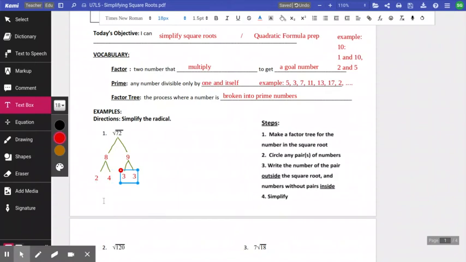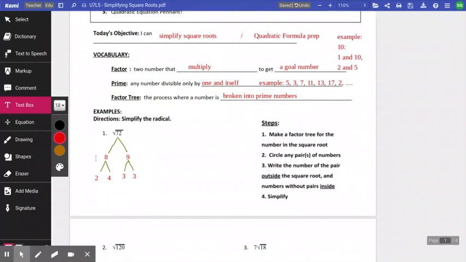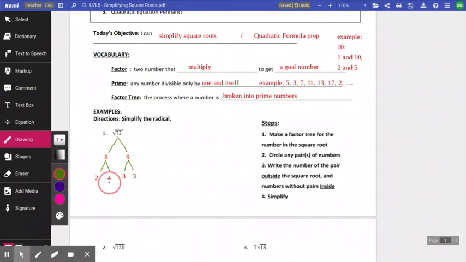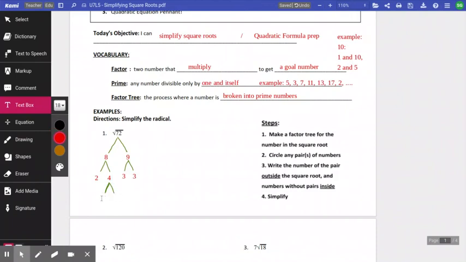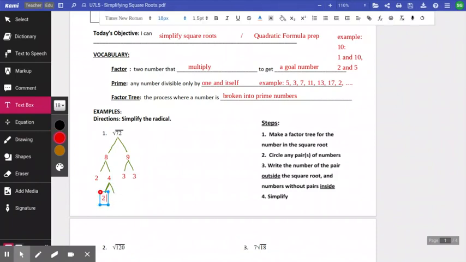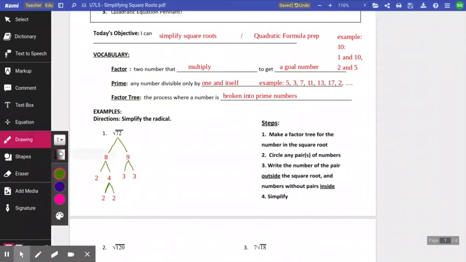Now if I keep going, remember our goal is to break it into prime numbers. If I'm looking at 2, 2 is prime. Means I'm not going to keep going with 2. 4 is not prime. So I'm going to continue my pairs of numbers. 4, we could split into 2 times 2, because that gives me 4. And then if I come over here, 3 is prime, 3 is prime. So at this point, I have got a bunch of prime numbers. I'm going to go ahead and circle them all. We've got 2, 2, 2, 3, and 3.